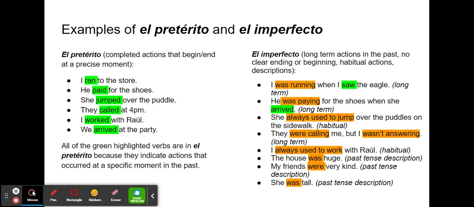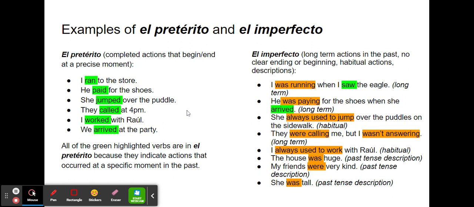My friends were very kind. We're describing a characteristic of my friends in the past. So that would also be, since it's a description, el imperfecto. She was tall. Again, another description. We're describing the physical stature of this person in the past. It's not that she was tall for 2 seconds. She was tall long term. It's a description and it's in the past. So all of that makes us use el imperfecto.